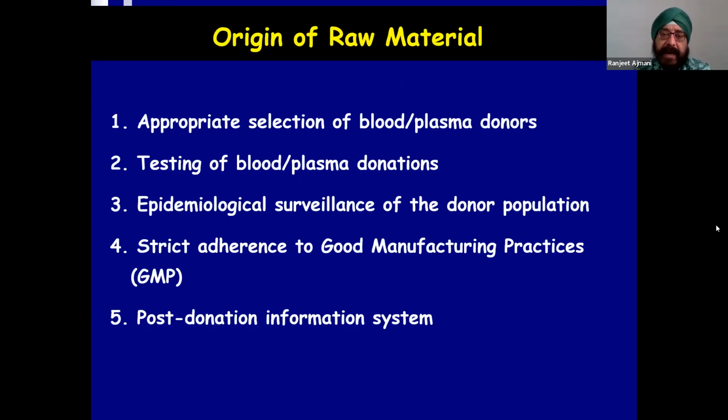Then again, origin of raw material can equally contribute to it. So when we select a donor, a blood or plasma donor, how careful we will have to be. The testing of blood and plasma donation, which I explained. Then epidemiological surveillance of the donor population. And there are enough studies available that epidemiological surveillance is a very, very important part to make the blood and the plasma product safe. And then, of course, the good manufacturing practice. And there's a post-donation information system in order to make sure, if any donor comes positive, how to defer this donor and not to allow him for the next donation.